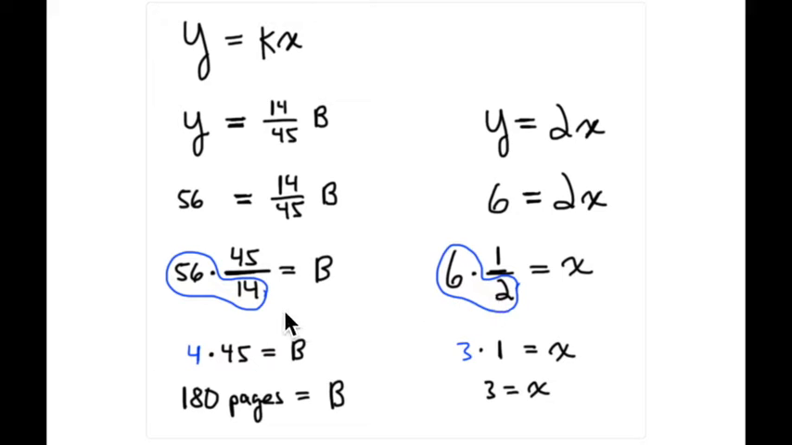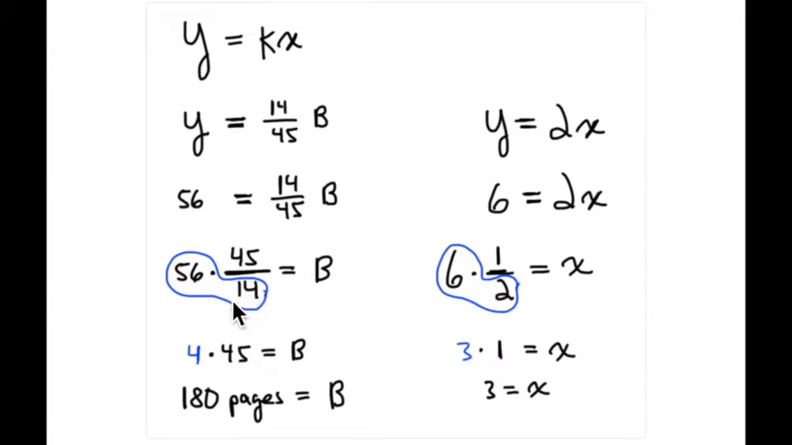So now look what you're doing. So this is the same as over here. How do I figure out what x is? I'm going to multiply by the multiplicative inverse of 2. How do I figure out what b is? I'm going to multiply by the multiplicative inverse of 14/45.